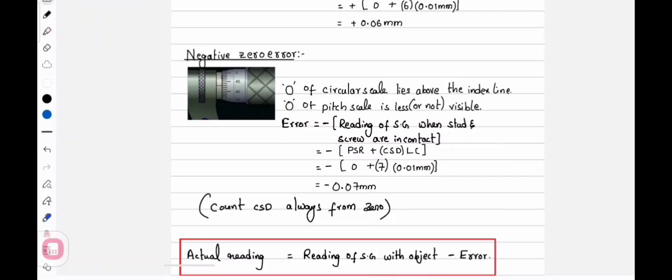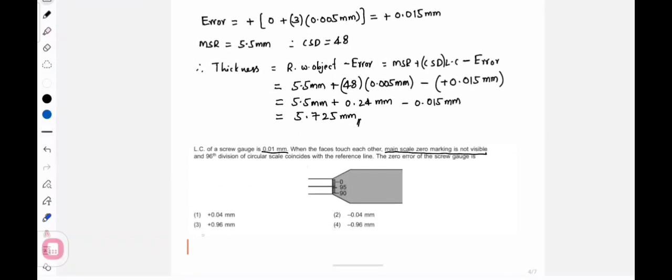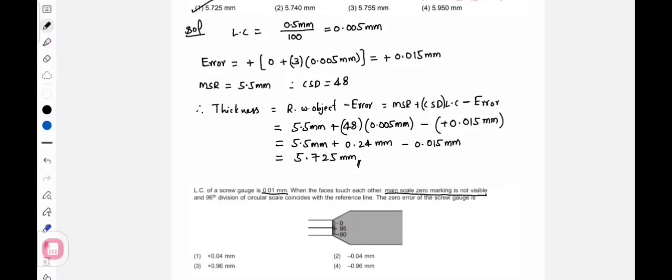See, the zero of the pitch scale or main scale is not visible. Then there is a negative error. And they mention 96 is coinciding, meaning you have to count CSD always from 0. So 0 to 96, how many divisions? 4 divisions. So it's a negative error with the main scale reading 0. 96 is coinciding, so starting from 0, 99, 98, 97, 96, you can take 4 divisions.